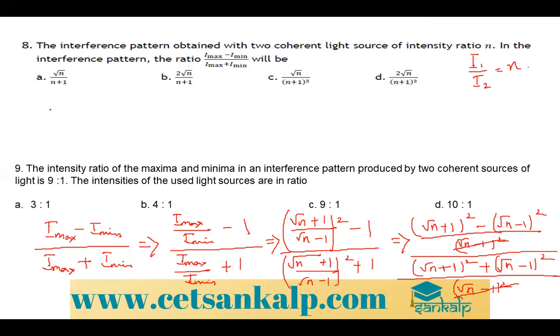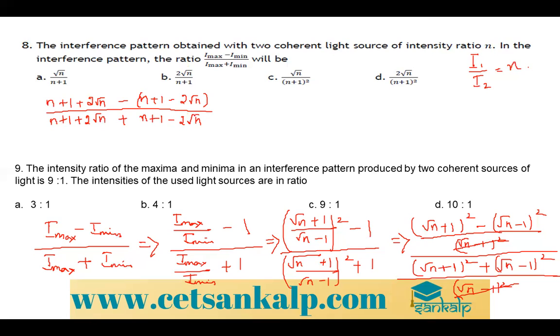So now n plus 1 plus 2 root n minus n plus 1 minus 2 root n, whole divided by the same thing, n plus 1 plus 2 root n plus n plus 1 minus 2 root n.